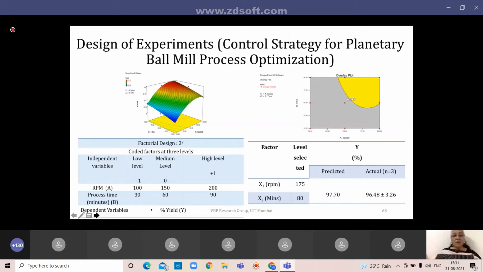I'm sure you know that in such cases, because you are looking at 3 levels and we had 2 independent variables, the factorial design which will be used will be 3:2. That means there will be 9 such batches which you will get, and then you will work on all those batches, plot the data. We have used Design Expert here, and then we have gone ahead and looked at the control strategy.